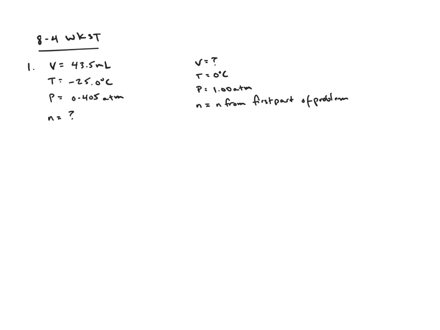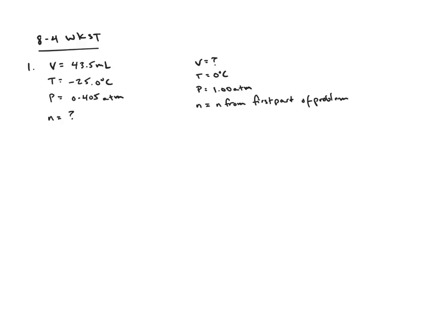Okay, one practice problem from the homework. We're going to do number 1 together here. This is on your 8-4 worksheets. Number 1 says a gaseous sample occupies 43.5 milliliters at negative 25 degrees Celsius and 0.405 atmospheres. What volume will it occupy at STP?